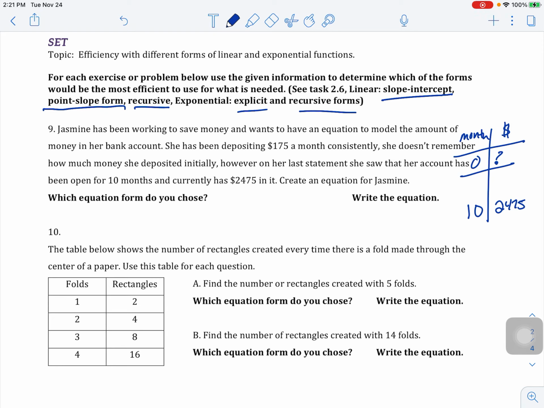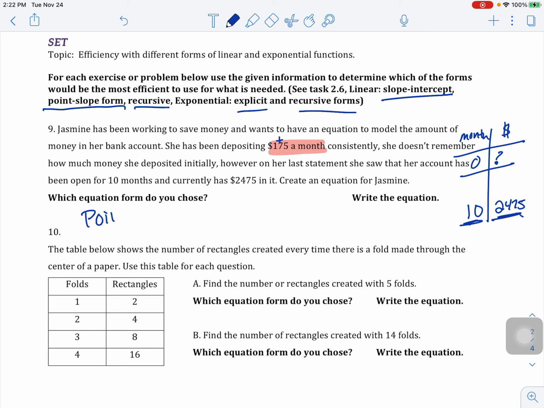So number one says, Jasmine's been working to save money and she wants to have an equation to model the amount of money in her bank account. She's been depositing $175 a month consistently, so that tells me that it's adding 175, that's my action. But she doesn't remember how much money she deposited initially, which would be at 0. However, her last statement, she saw that her account has been open for 10 months and she has $2,475 in it. So since this equation does not start at 0, I would not use slope-intercept.